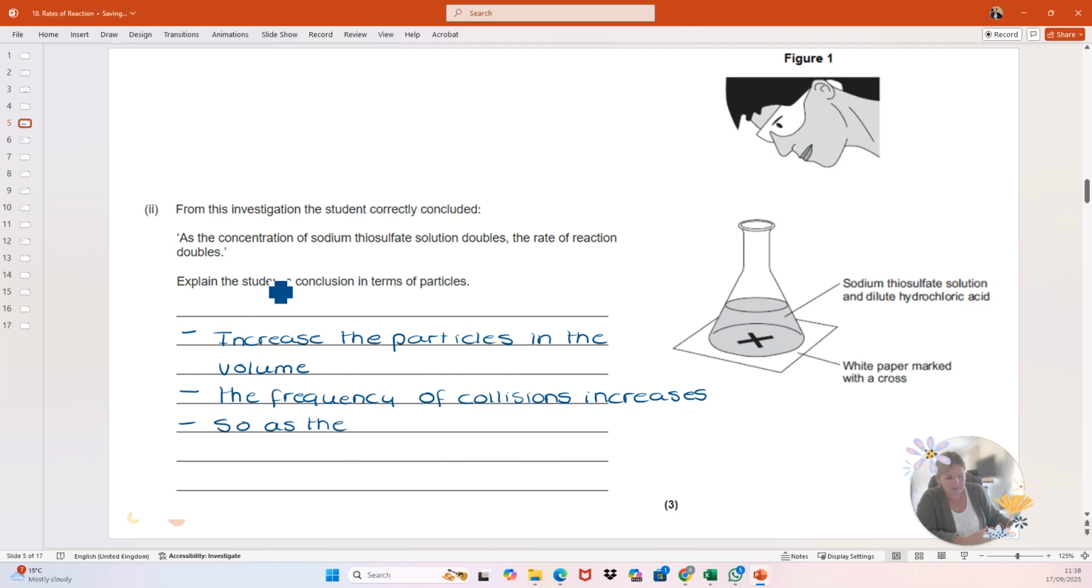So as the particles double, the collisions double.